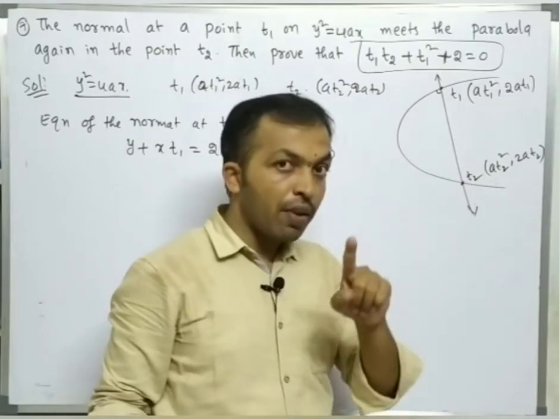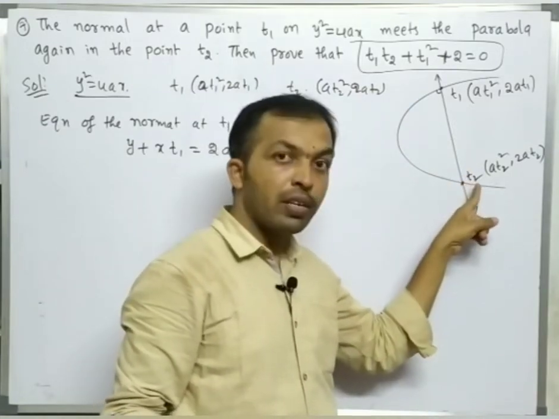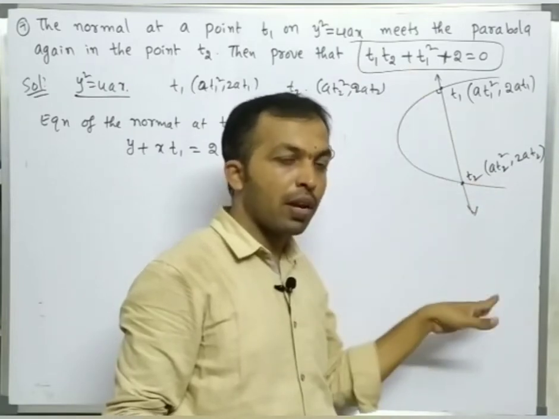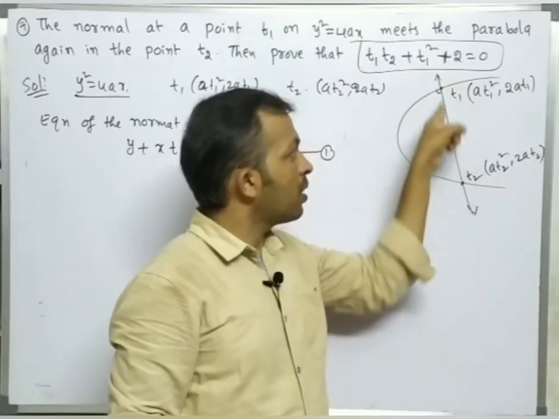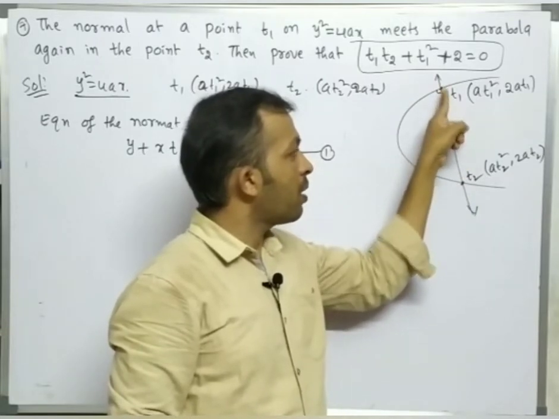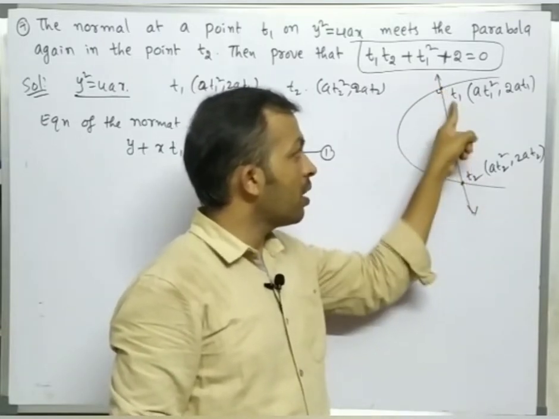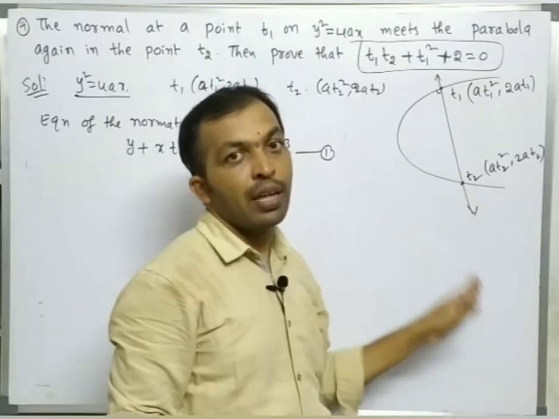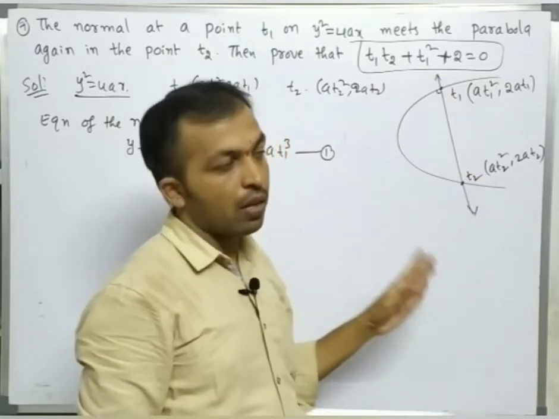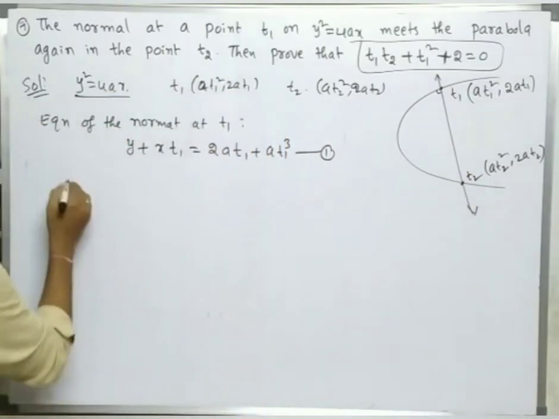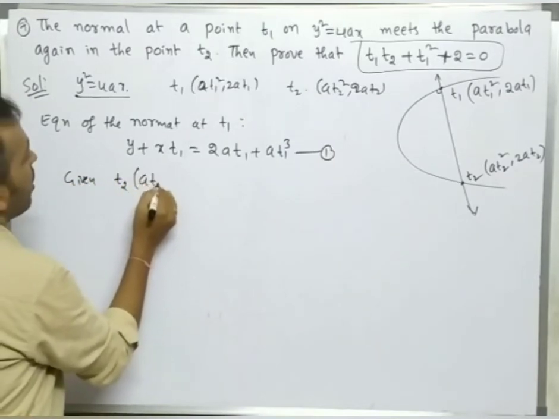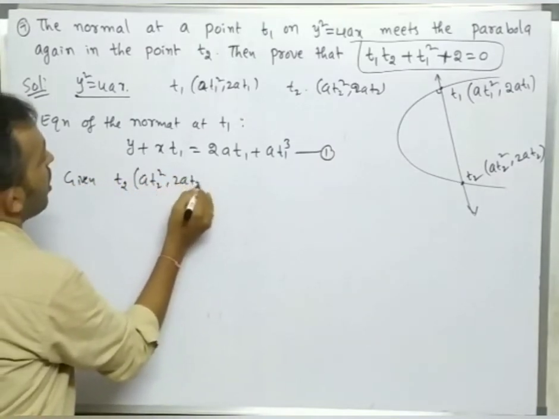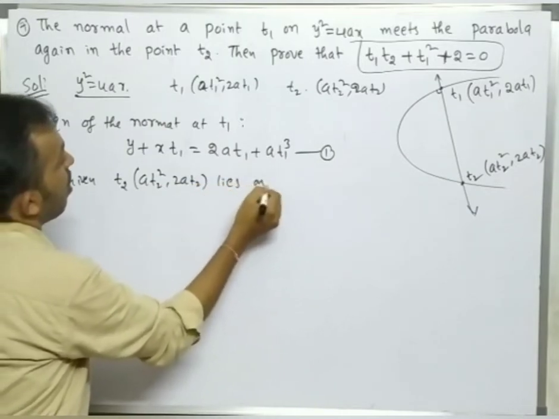So what is the given condition? There is another point t2 which lies on this normal line. This normal line meets the parabola at t1 and t2, means t1 and t2 both lie on the same normal line. Okay, right. So given t2, that is at2 square comma 2at2, lies on it.